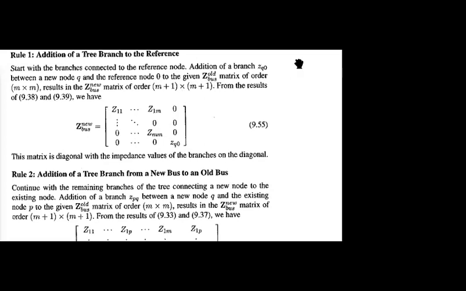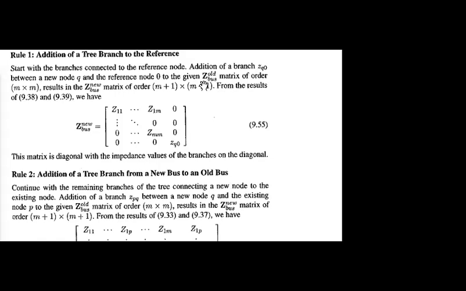Sir, the matrix comprises of the small zq0, right? Small zq0 is only impedance value. But the whole matrix consists of this capital Z. Okay, capital Z is the matrix element. So if it is capital Z, it may be one of the element of the matrix.